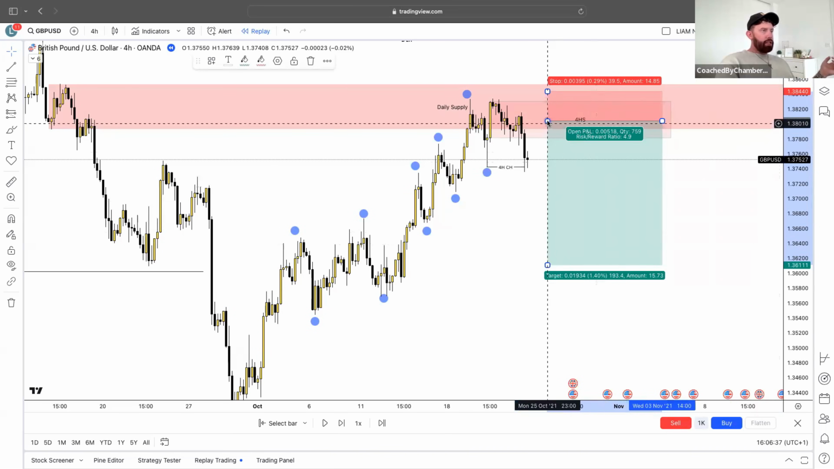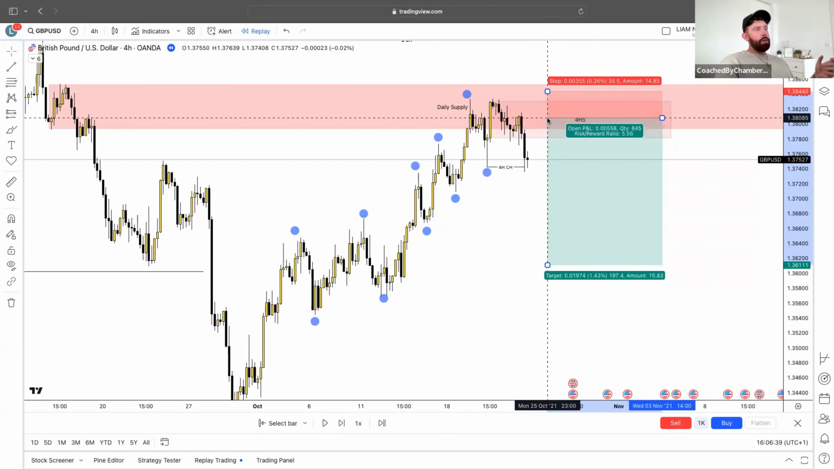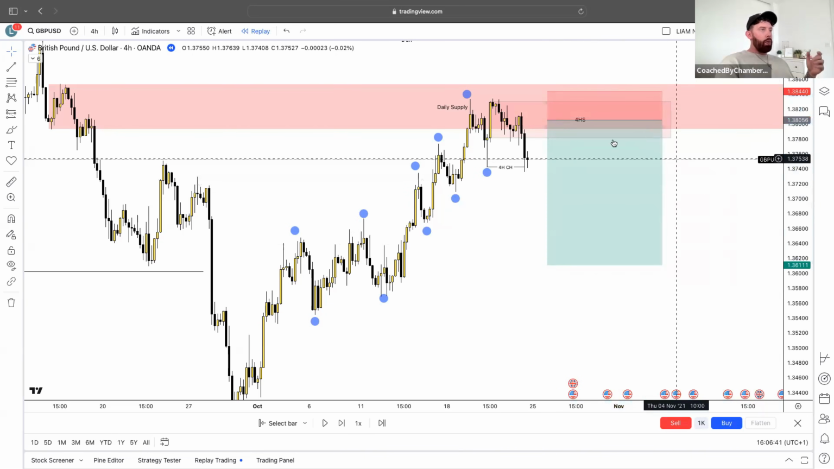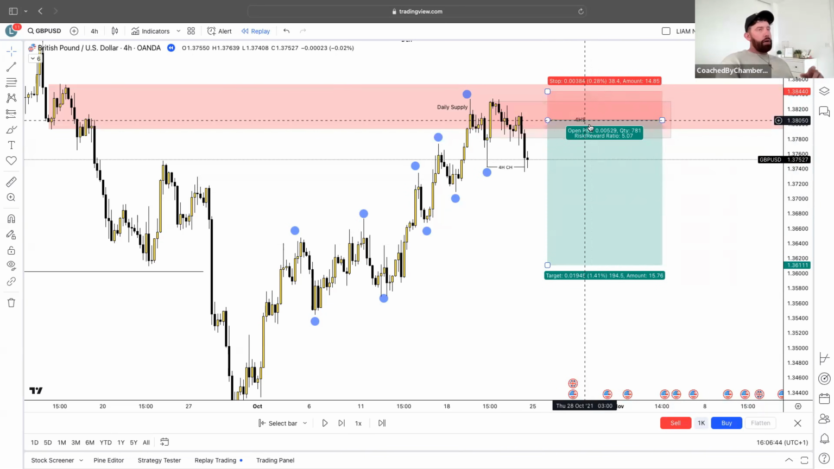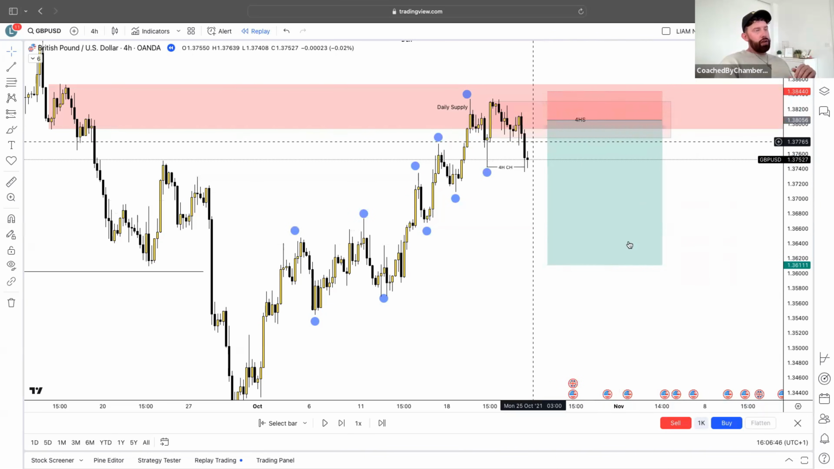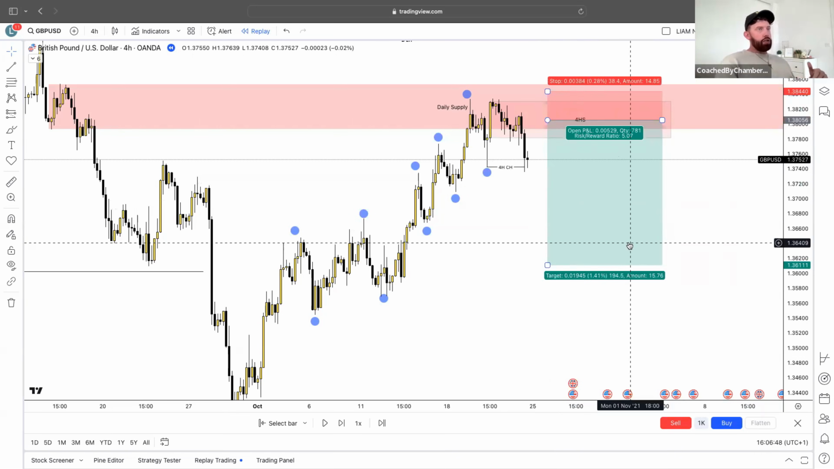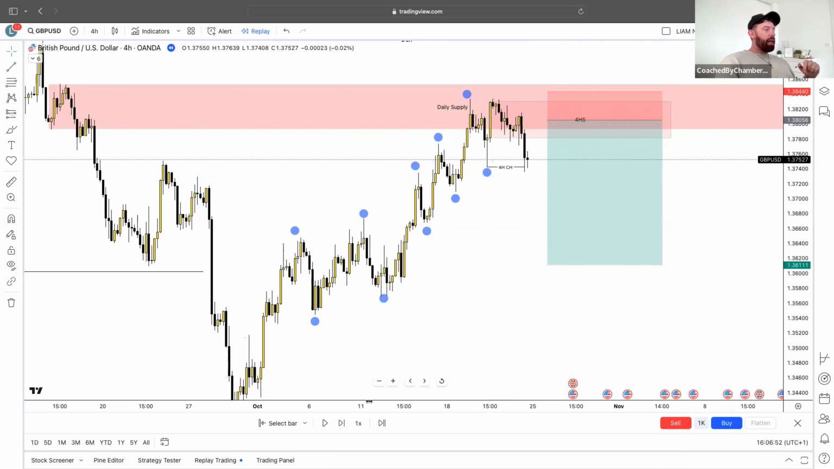It's up to you. You can obviously start to back test this and see which works best for you guys. Go in for the middle of the 4 hour supply, or actually at the entry, the low of the supply zone, or vice versa, the top of the demand zone. So let's play this out and see how we react.